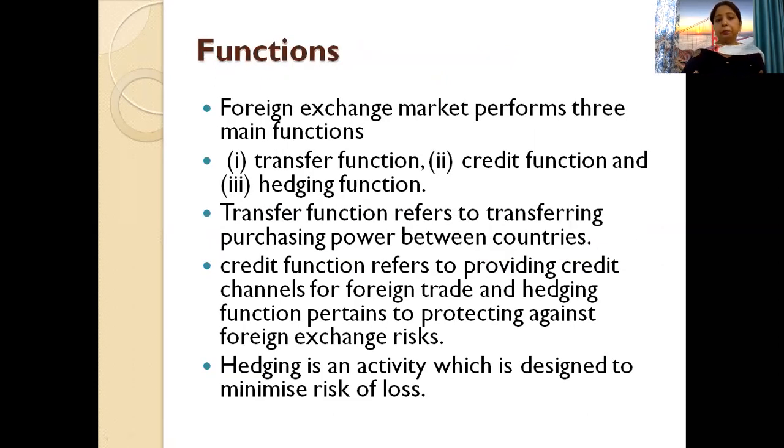Next is the functions. Foreign exchange market performs three main functions: transfer function, credit function, and hedging function. Transfer function refers to transferring purchasing power between countries. Next is the credit function. It refers to providing credit. Credit means to make the payment in future for foreign trade, right? And hedging function pertains to protecting against foreign exchange risk. Hedging is an activity which is designed to minimize risk of losses.